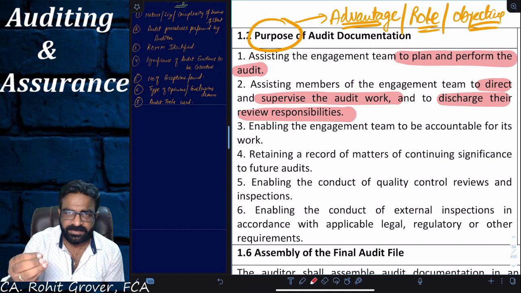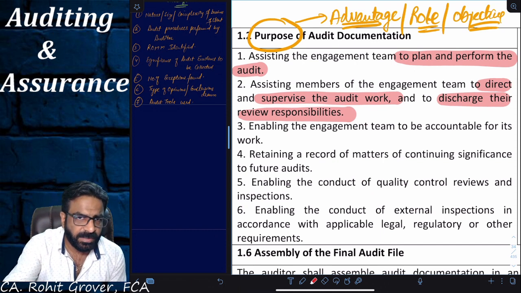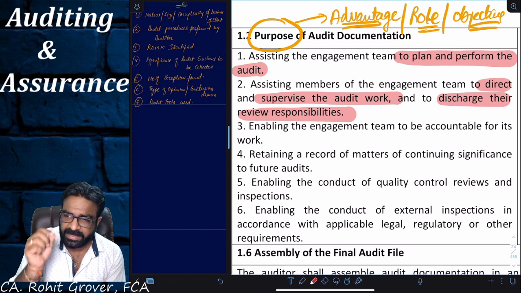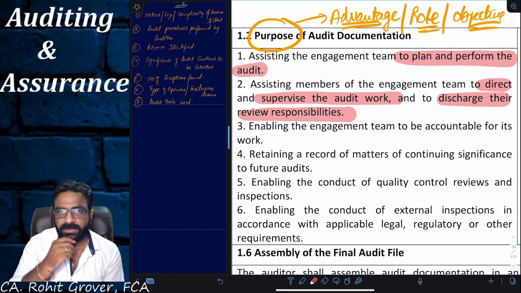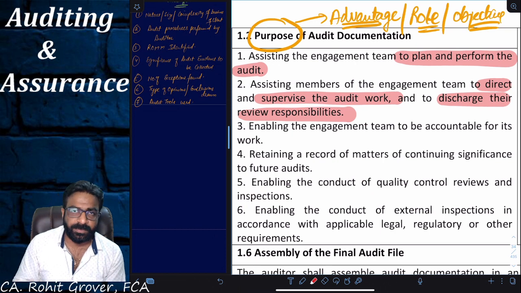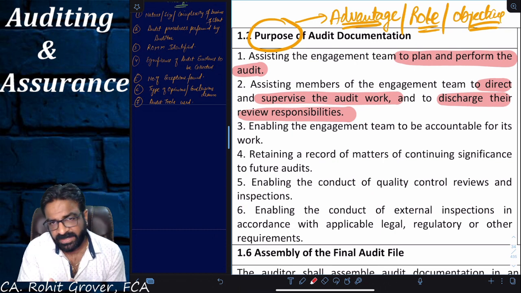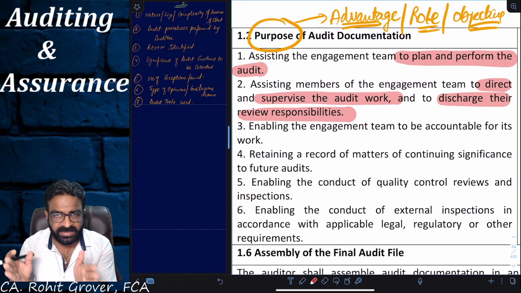Yes, it's a very simple thing. Suppose one of you is my article assistant. I gave you the documentation. These are the various verification steps. You have to go to the client and perform it. You went to the client, performed it also. Next day when you came to me, did I give you something in writing or not? Yes. Next day when you came to me, I'm asking you why you have not done these two to three things. So my question is, can I fix my staff responsibility in that case or not? Yes. So it helps me in directing and supervising my audit work.